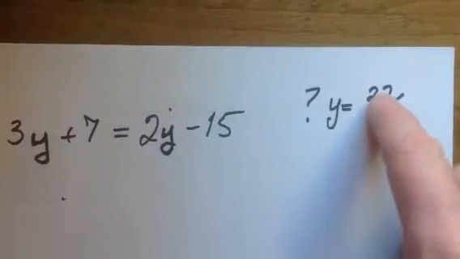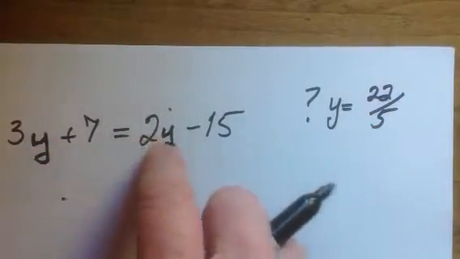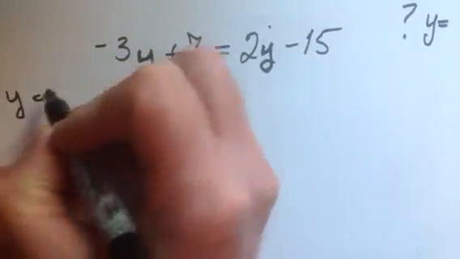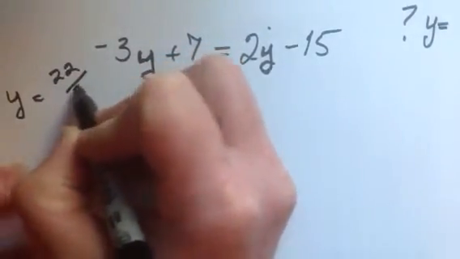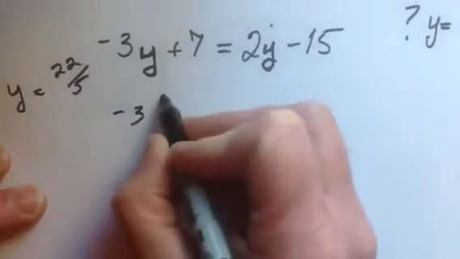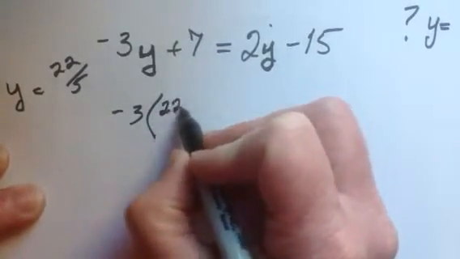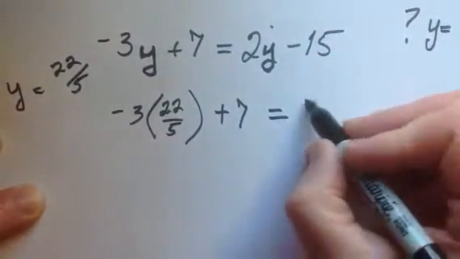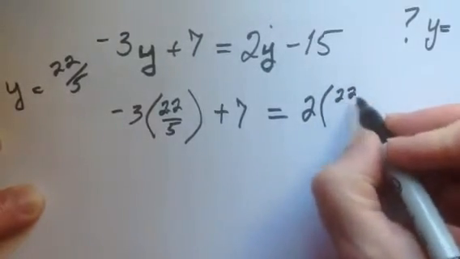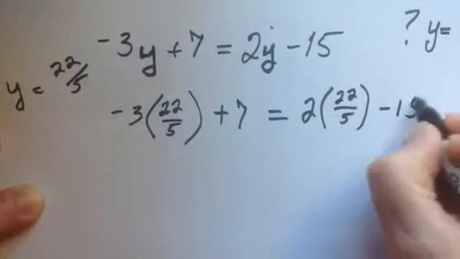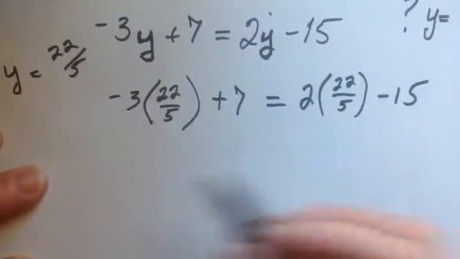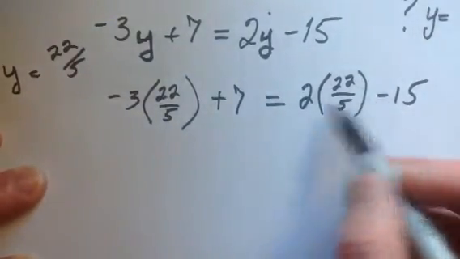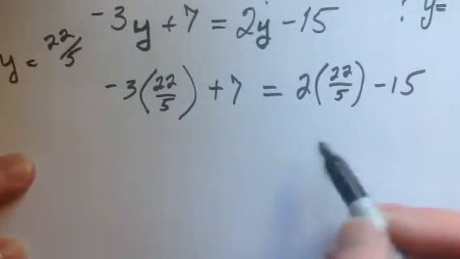So all we're going to do is substitute this value in wherever we find y in the equation. So I'll write it over here so we can see it a little better. So y equals 22 fifths. Okay, so we've got negative 3 times 22 over 5 plus 7 equals 2 times 22 fifths minus 15. Now what we have to do is work through this to make sure that when we satisfy this multiplication and addition over here and this multiplication and subtraction over here, we really do come out with a value that's equal on both sides.